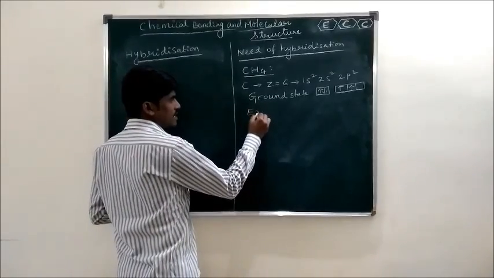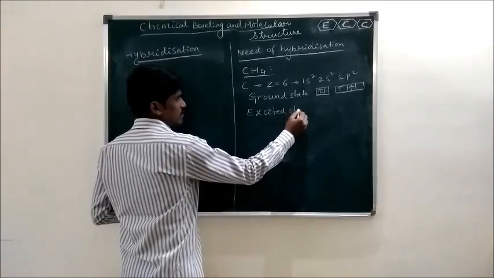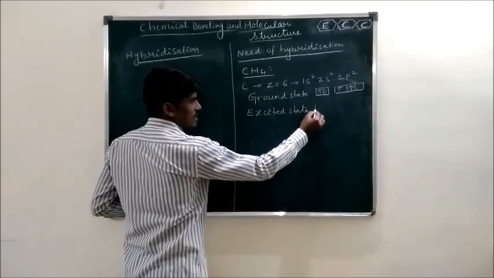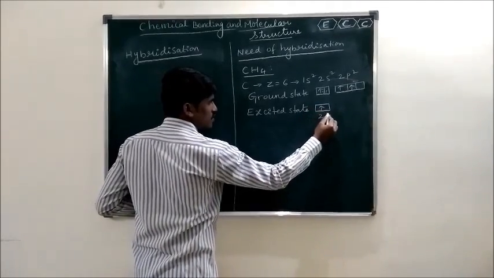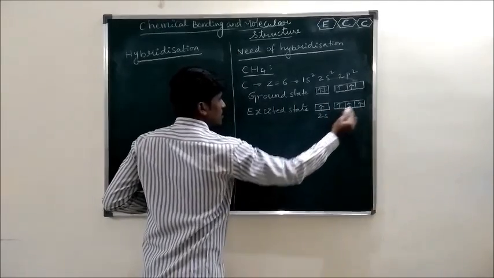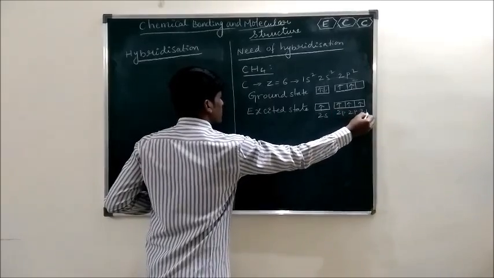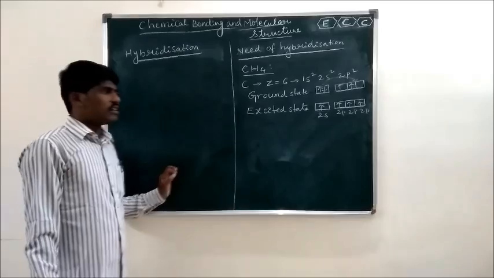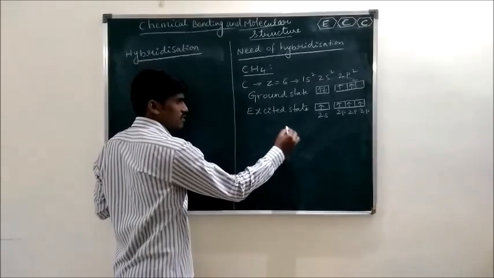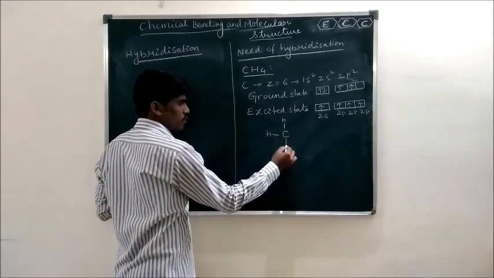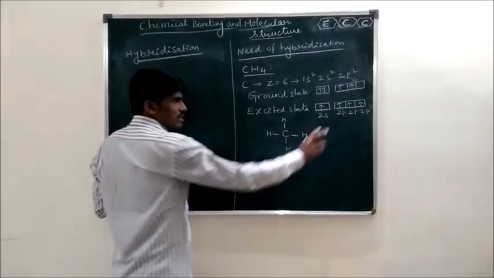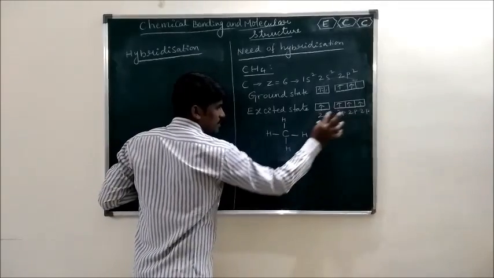When it comes to the excited state, 1 electron from the 2s orbital can be promoted to 2p. Then it becomes 1 in 2s and 3 in 2p. So a total of 4 unpaired electrons are there in the first excited state. It indicates it can form 4 bonds with 4 hydrogens. Then you will get 4 CH bonds. By seeing the orbital diagram, these 3 bonds are identical and this bond is different.